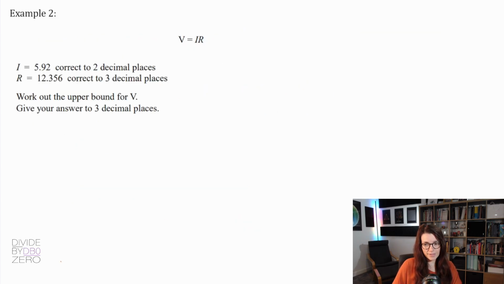Example 2, V equals IR. I equals 5.92 correct to 2 decimal places, and R equals 12.356 correct to 3 decimal places. Work out the upper bound for V and give your answer to 3 decimal places. So again, this question is about bounds, so I'd probably start by finding the upper and lower bounds for each of the letters. If we start with I, number line, 5.92 in the middle.